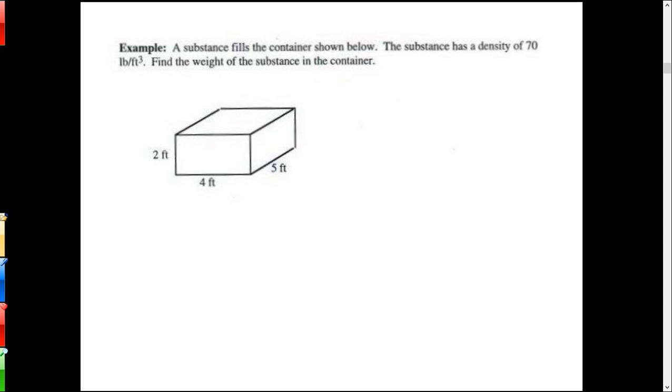How much is this one going to weigh? We know the density of this stuff is 70 pounds per cubic foot. You're going to have to find that volume first, eh? So get used to that.